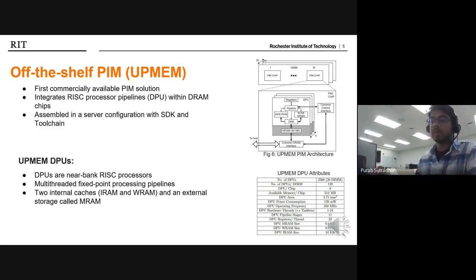Also, multiple DRAM chips are combined together in a server configuration with an SDK and toolchain for implementing large applications in a distributed manner. In this project, learning this toolchain was an essential part of our development.